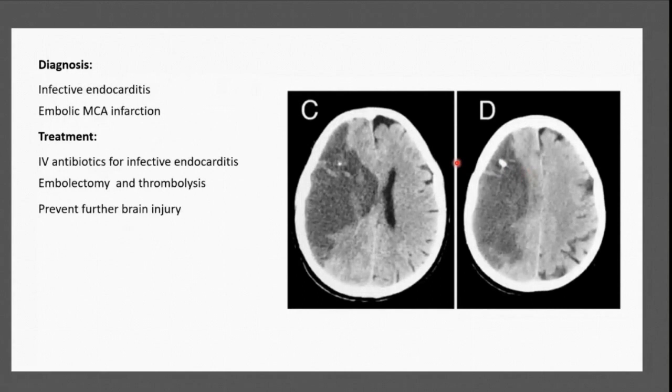Of course, we need to treat the underlying pathology, which is the infective endocarditis, by giving him IV antibiotics according to the culture. And you may consider embolectomy, which is removal of the embolus, or thrombolysis, which is destruction of the embolus by anticoagulant medication. And the other thing which is important for us as neurosurgeons is to prevent further brain injury.